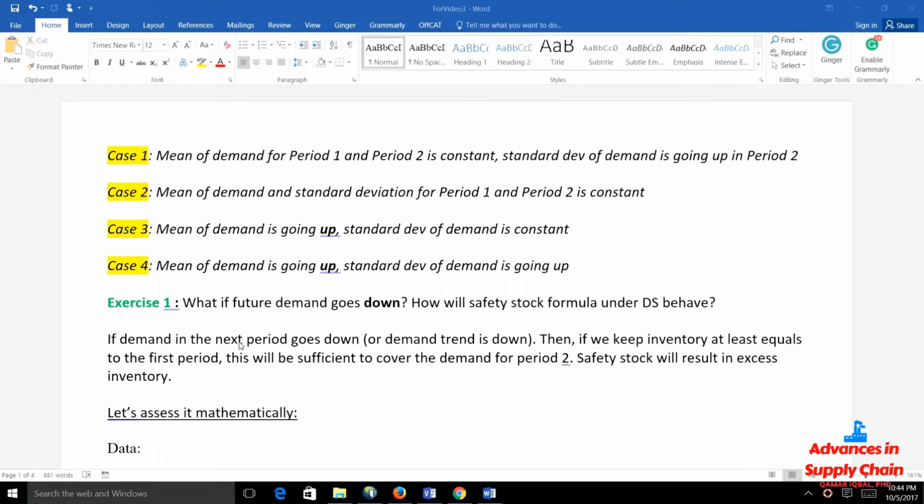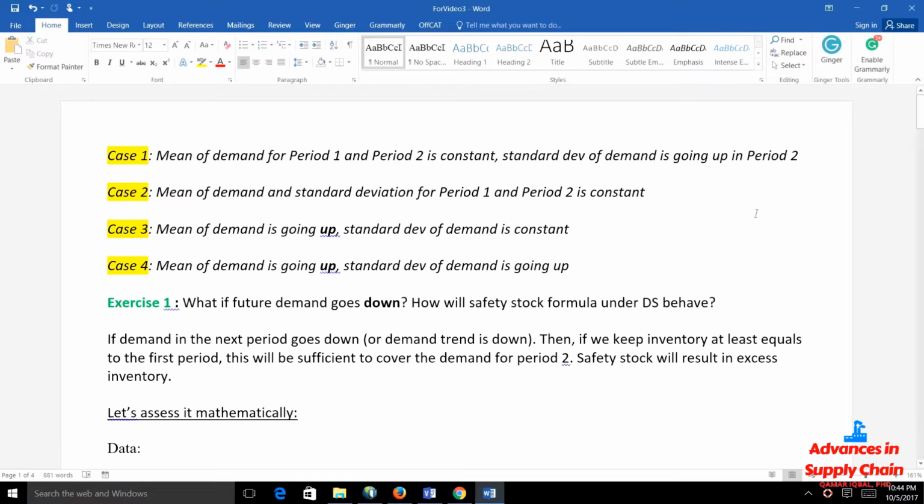So if the demand in the second period goes down, meaning that the demand has a downtrend, the lead time demand for period 2 will be lower than the lead time demand for period 1. Okay, so LTD2 will be lower than LTD1. So in other words, if you carry inventory at least equal to period 1, then your inventory will be enough to support demand for period 2, because demand for period 2 is lower than demand for period 1, right?